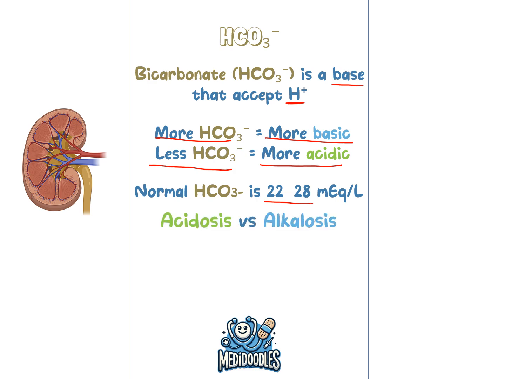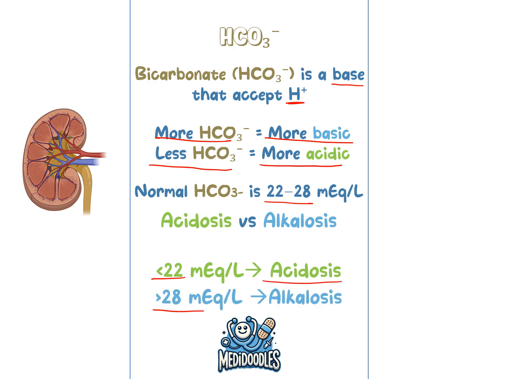So let's take alkalosis and acidosis for bicarbonate. If it's below 22, it's referred to as acidosis. If it's above 28, it's referred to as alkalosis, because we agreed more bicarbonate means more basic or alkalosis. Less bicarbonate means more acidic or acidosis.